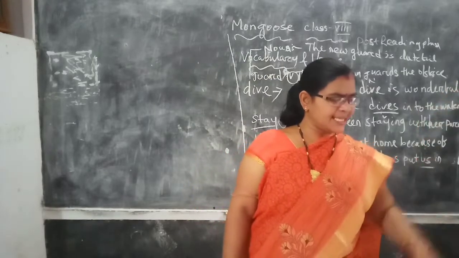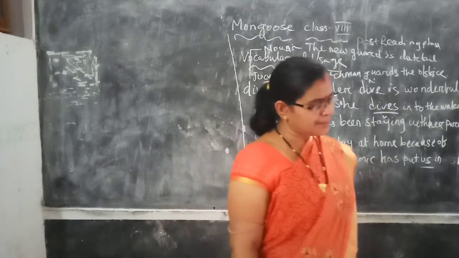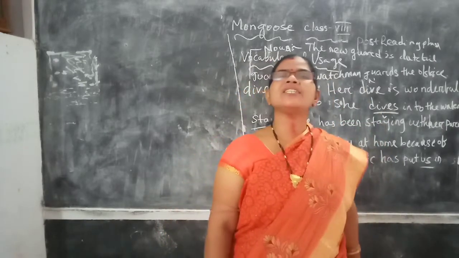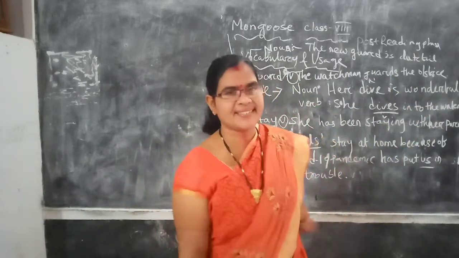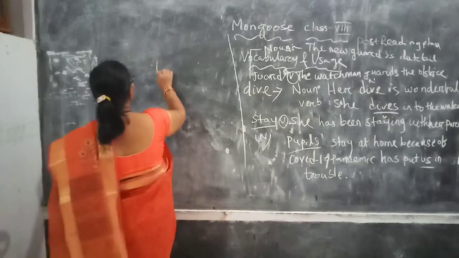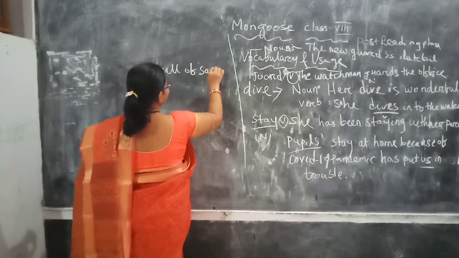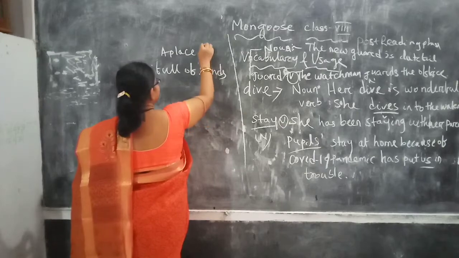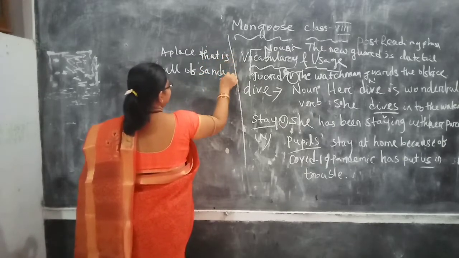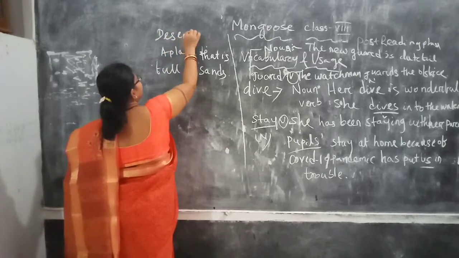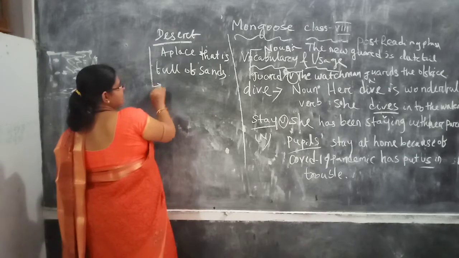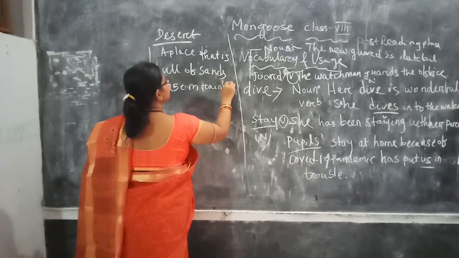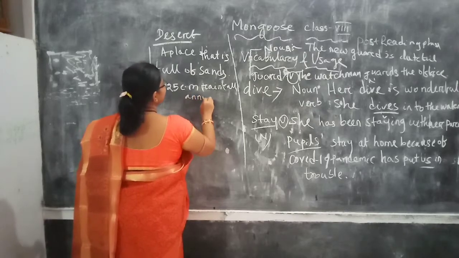Now, can you make a project on desert animals? Collect information with pictures about them from different sources. Let me tell you what I mean by desert. A desert is a place that is full of sand, and it also receives less than 25 centimeters of rainfall annually. It is called a desert.